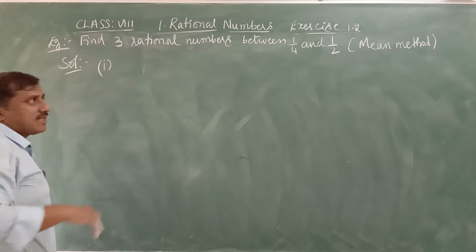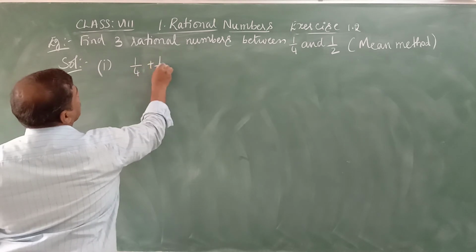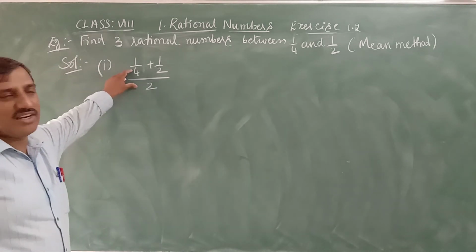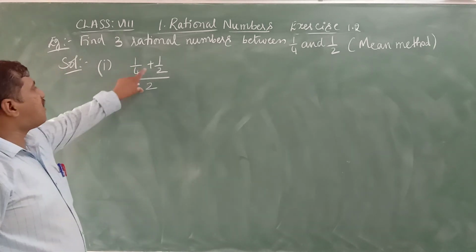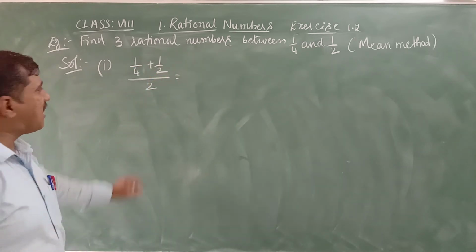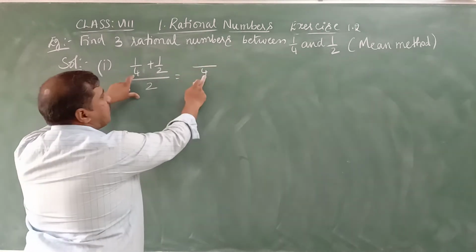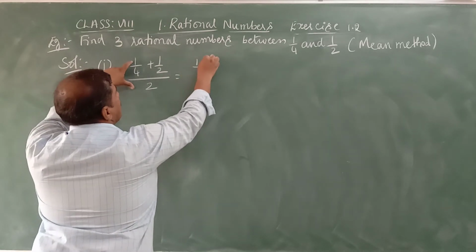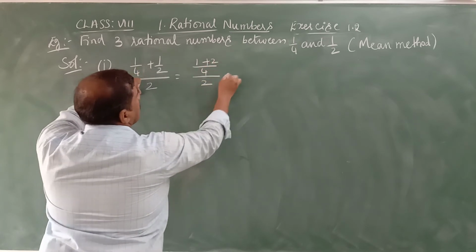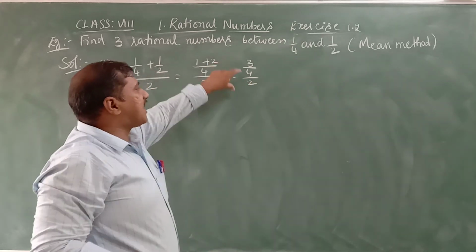Mean of those two numbers means the sum of both the numbers, that is 1 by 4 plus 1 by 2, divided by the number of observations, 2. 1 by 4 is one observation, 1 by 2 is the other observation. Sum of both the numbers divided by 2. Now how can we add 1 by 4 and 1 by 2? Take LCM. LCM for 4 and 2 is 4. So 4 ones are 4, 1 into 1 is 1, plus 2 twos are 4, 2 into 1 is 2, by 4. Now 1 plus 2 is 3, 3 by 4 by 2. So we are dividing 3 by 4 with 2.